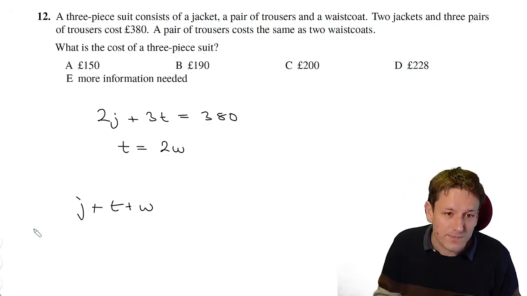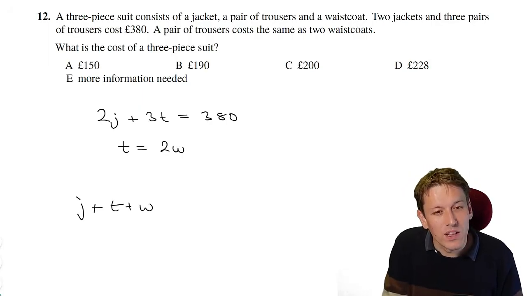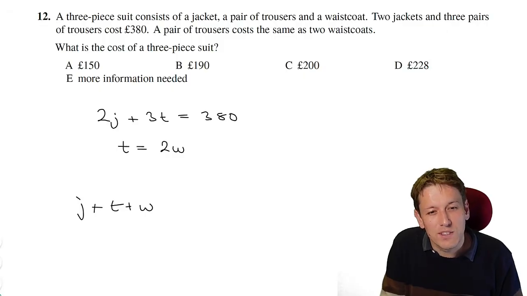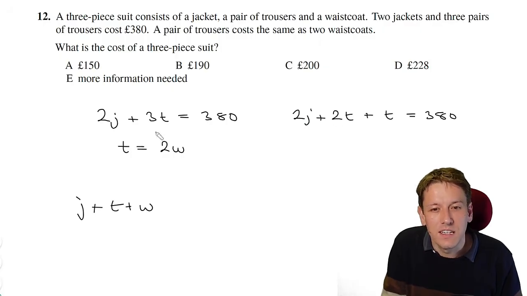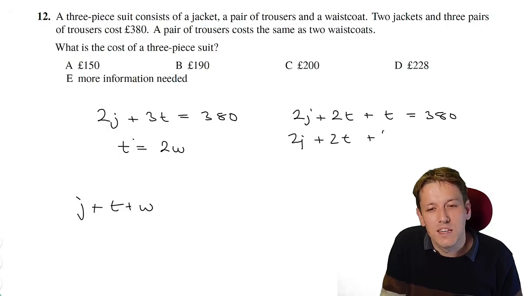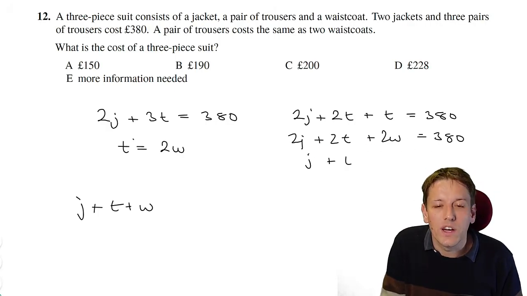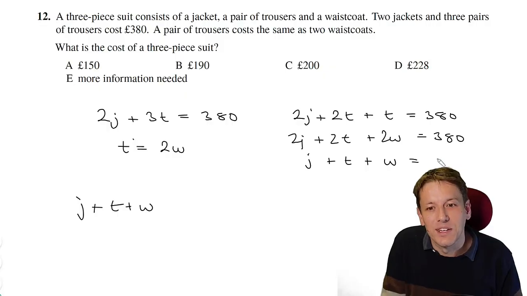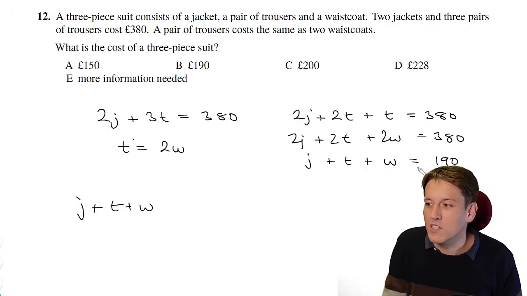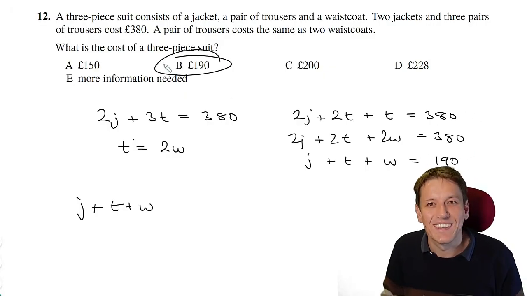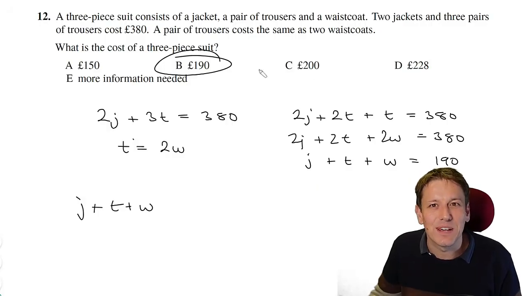With these two pieces of information, we can actually work this out without working out what the values are individually. The little trick here is that if you look at this first equation, 2J plus 3T, I could write that as 2J plus 2T plus another T, that would be 380, but then the T is 2W, so I've got 2J plus 2T plus 2W, that's 380. Now if I divide this whole thing by 2, I get J plus T plus W is 380 divided by 2, which is 190, and so we can see that the answer to the question is B, £190.